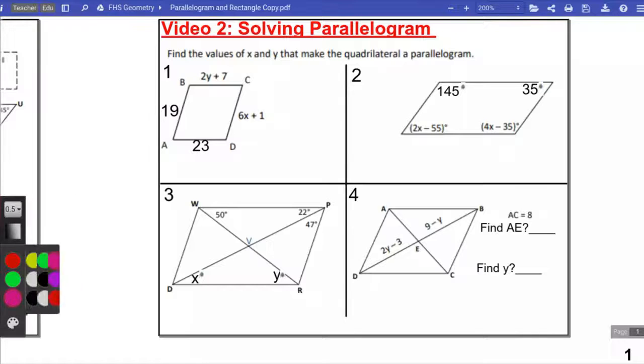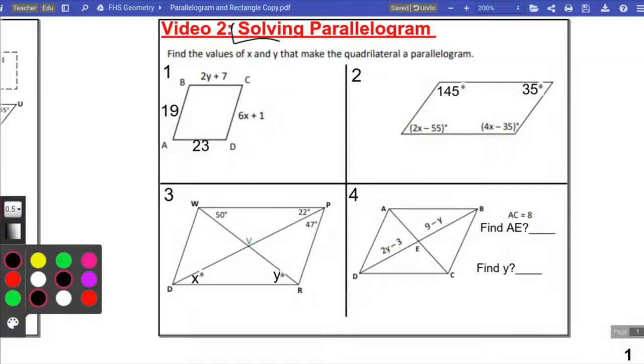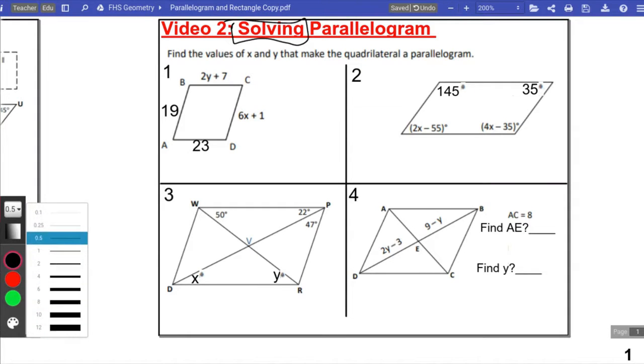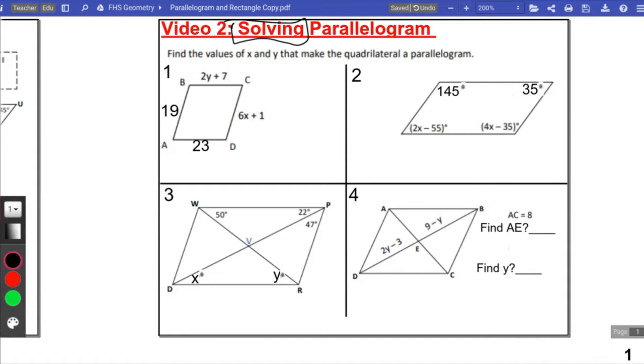We'll be discussing the parallelogram, how to solve parallelogram. Solving is our main goal for the second video. So how do we go about doing solving? Well, you got this. Based on what we discussed in the very first video, we will use the very exact concept to do this.